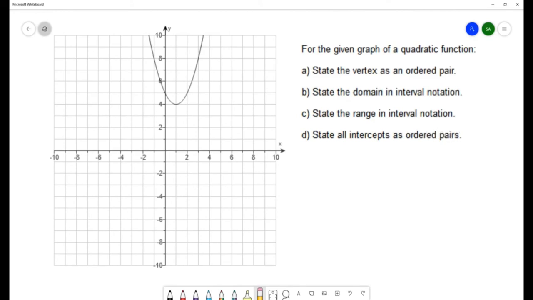So we're going to start with the vertex. Now the vertex of this graph will be this point right here. We can think of it as the bottom of the valley.